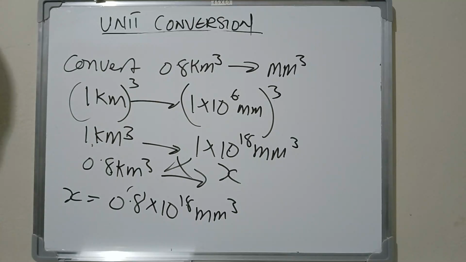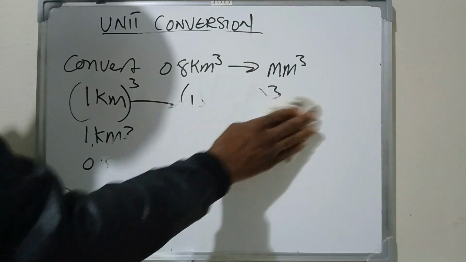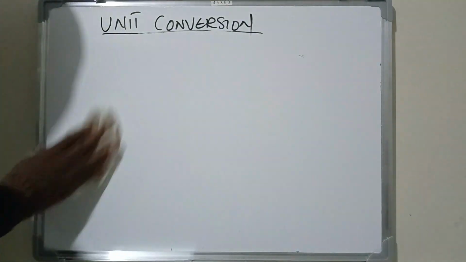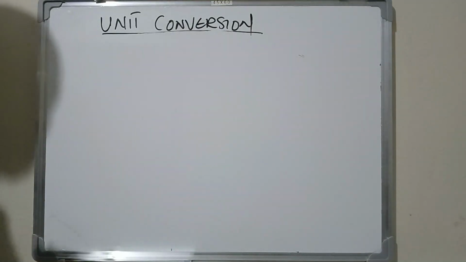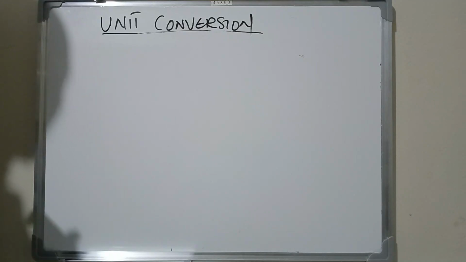Right. So that's how we work around it. So you just need to know the relationship between the distances. Then you can square, you can do the volume, you can do everything.